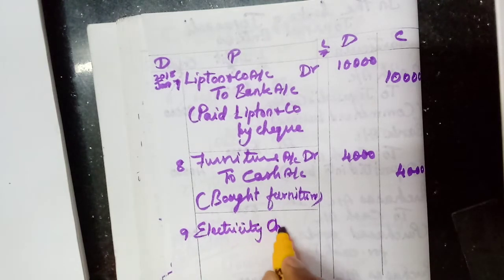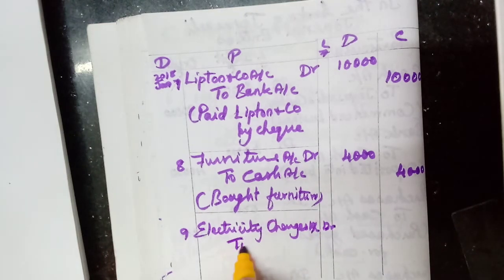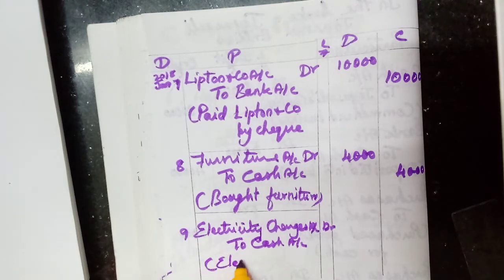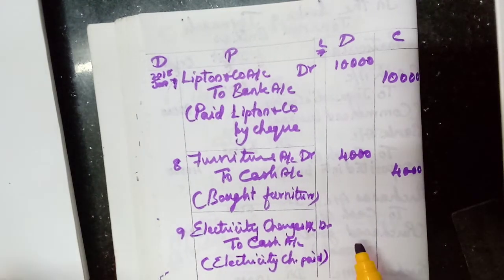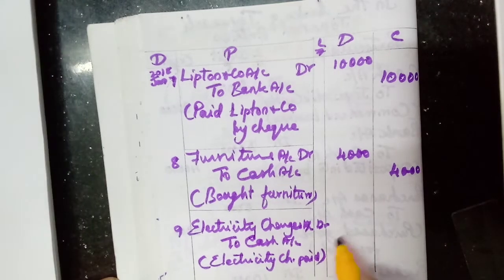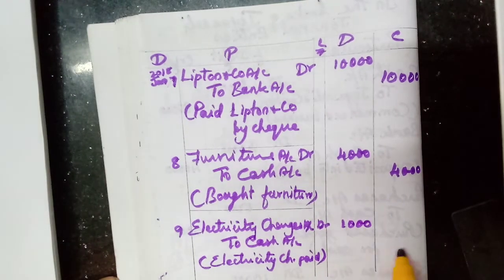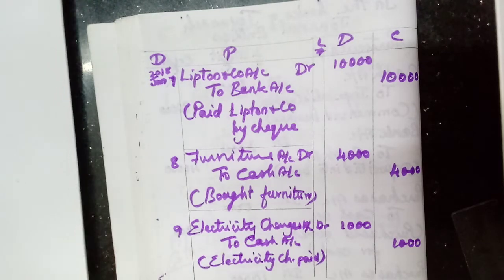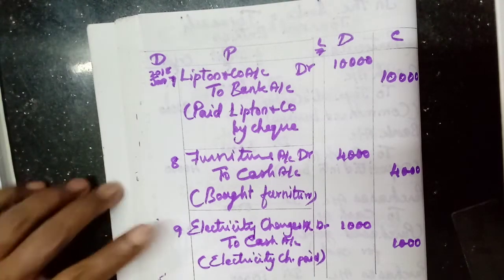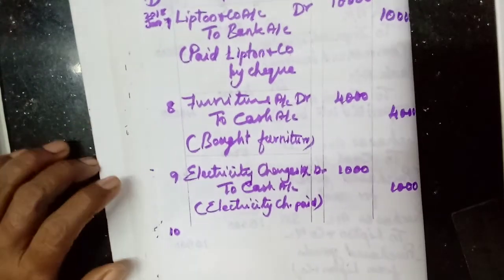Electricity charges account debtor to cash account. Electricity charges paid. You write fully. Amount is 1,000. Then 10. Bank paid insurance premium on furniture as per standing instruction.